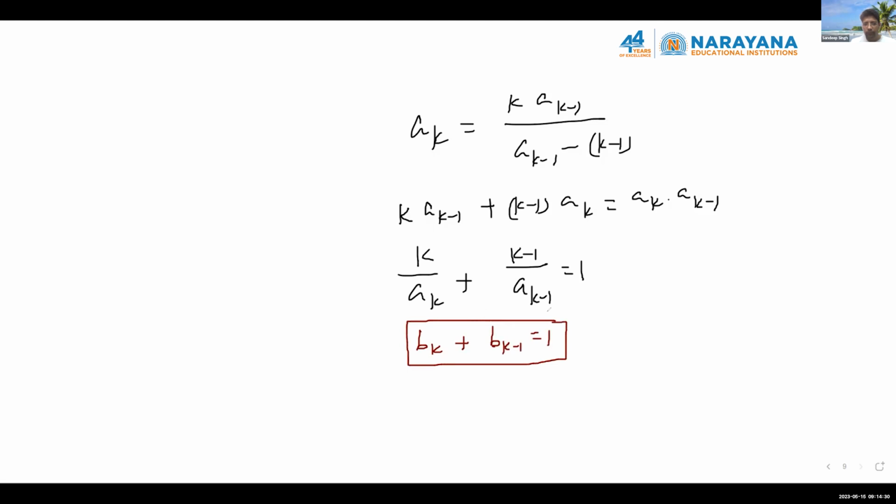Is it clear, beta? Yes. This is for k equal to 2 onwards. And one more relation they have given, that A20 is A23.